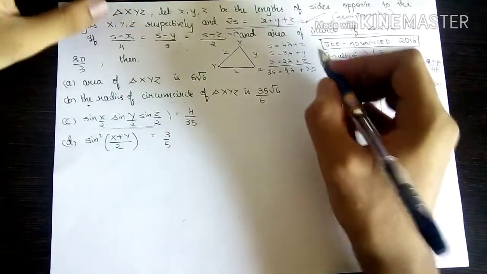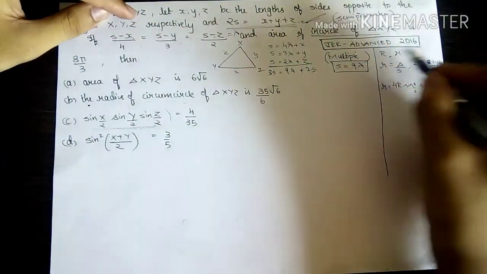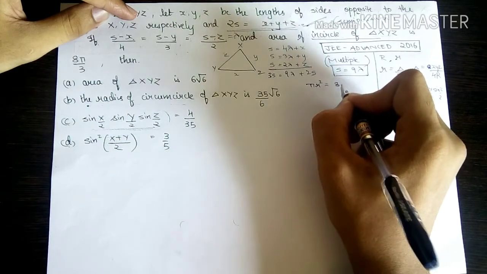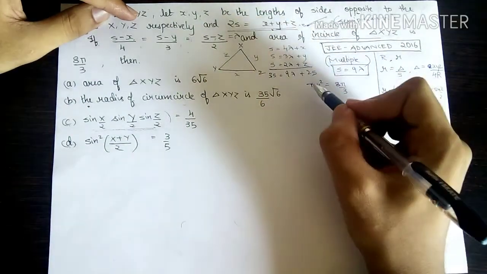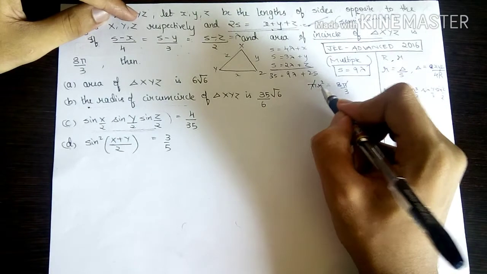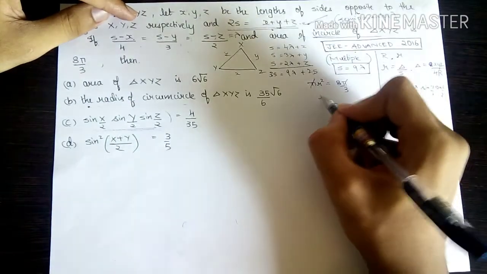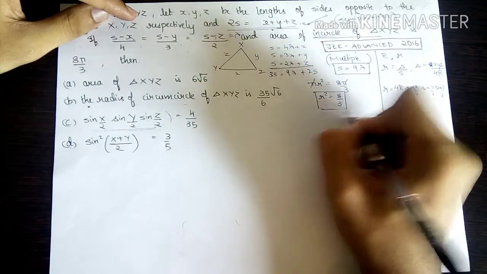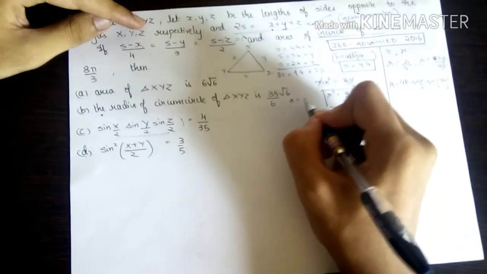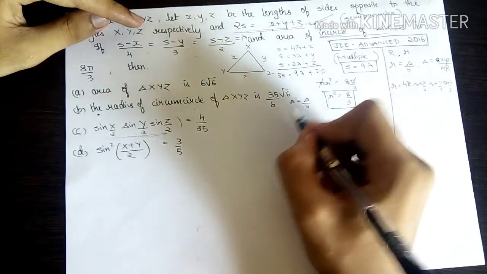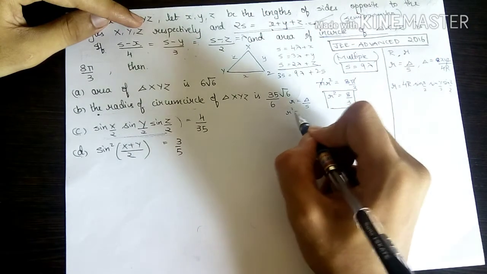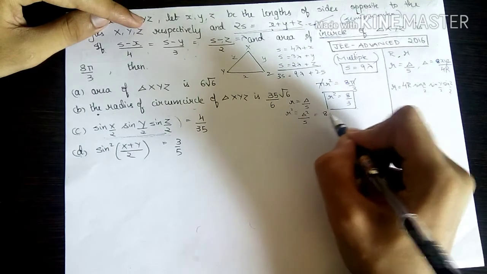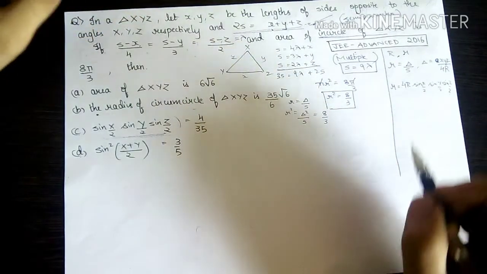We know they have given the area of the incircle, that is pi r squared equals 8 pi by 3. Pi and pi get cancelled, so r squared is equal to 8 by 3. Now r is also equal to delta by s. Let's square both sides: r squared is equal to delta squared divided by s squared, which is equal to 8 by 3.